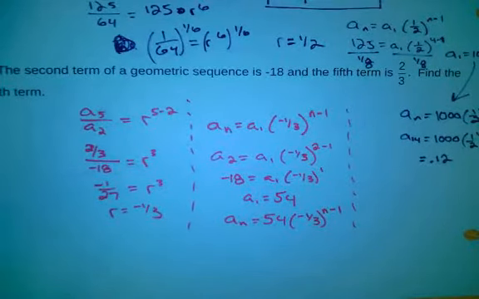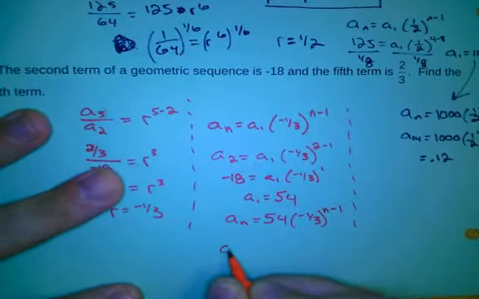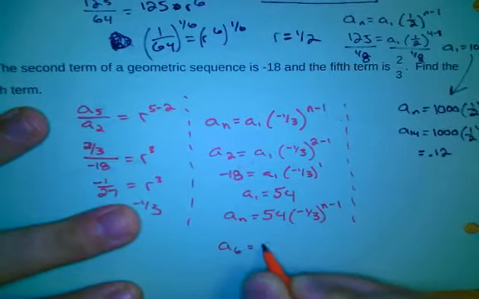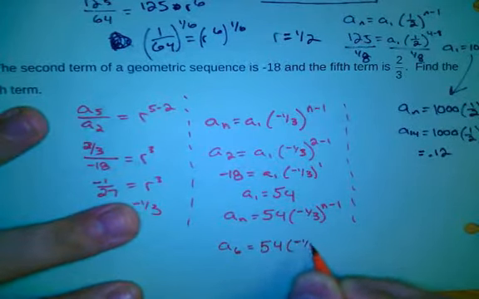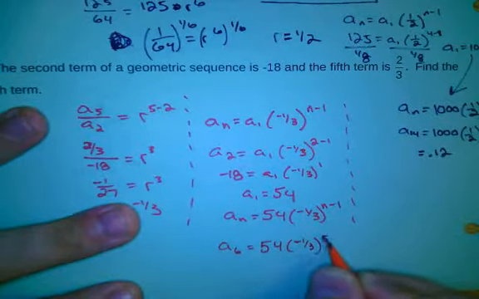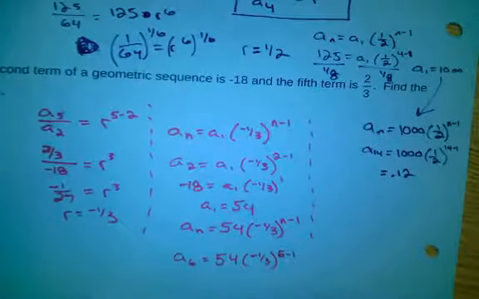What is it? So all the way through. So when we plug in A6, you're going to get 54 times negative 1/3 to the 5th. So it'll be 6 minus 1. And we get negative 2/9. Is that correct? 0.2222. It's 2/9.